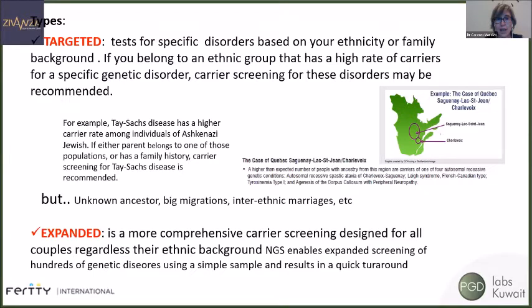It includes a lot of genes, with mutations that are frequent in all populations worldwide, and also genes that are more frequent in specific populations. So this test can be applied to everybody independently of their ethnic background. This is done by NGS technique, and in a single test we can test hundreds and hundreds of genetic disorders.